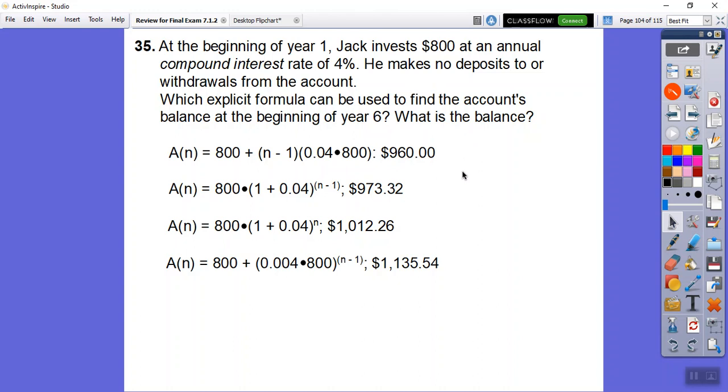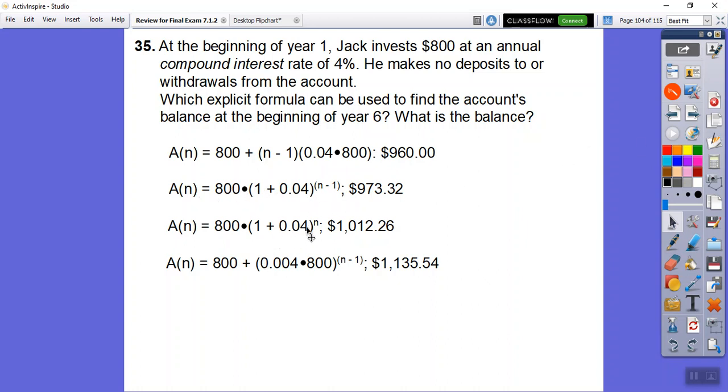I don't have an exponential feature on my calculator here. Darn it, I should have thought about that. But get your calculator out, and it's going to be either this one or this one. These are my explicit compound interest formulas. Well, let's just figure out. When we plug in 1, it's going to give us $800. If I plugged in 1 right here, 1 minus 1 is 0. Anything, including parentheses, to the 0 equals 1. 1 times 800 is 800. So it must be this one right here.